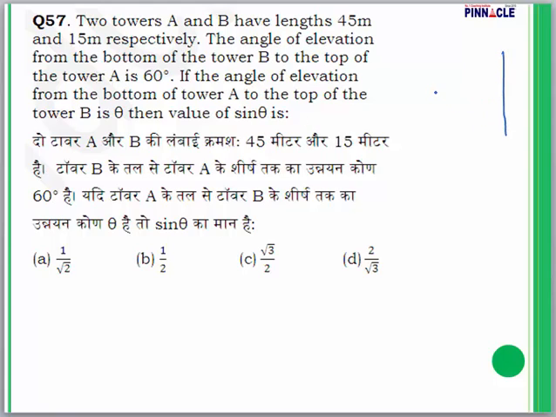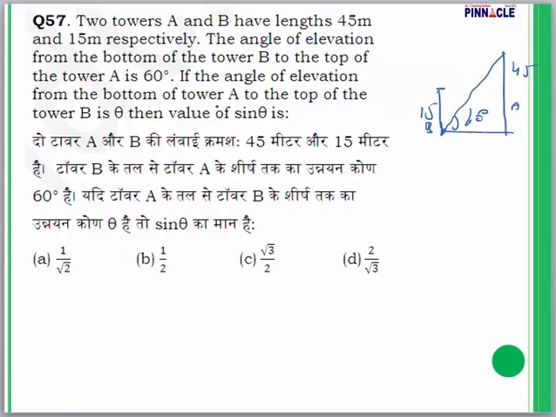Now there are two situations here. One is that the two towers A and B have lengths 45, tower A is 45 in length, and the other is that B's length is 15 meter. Here take it 15. The angle of elevation from the bottom of tower B towards A is 60 degree. This is 60 degree.